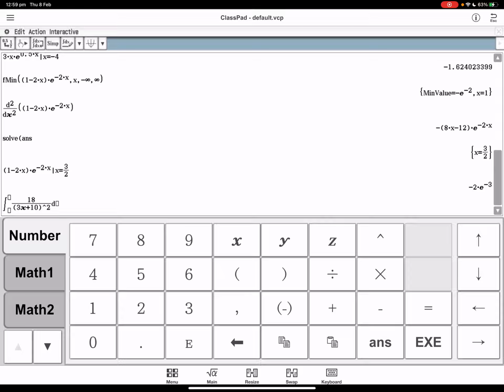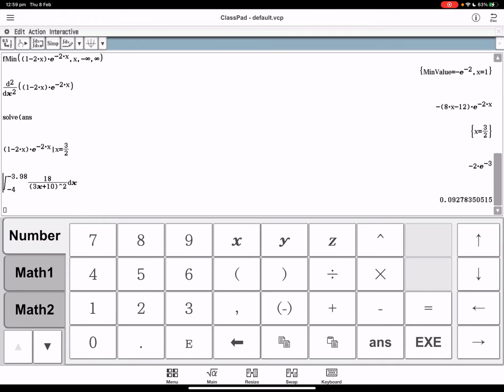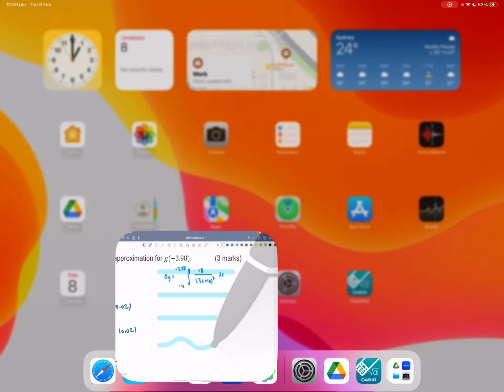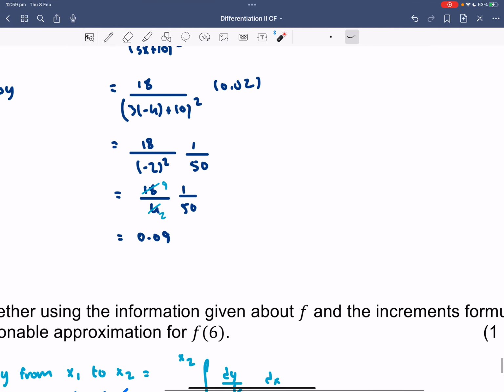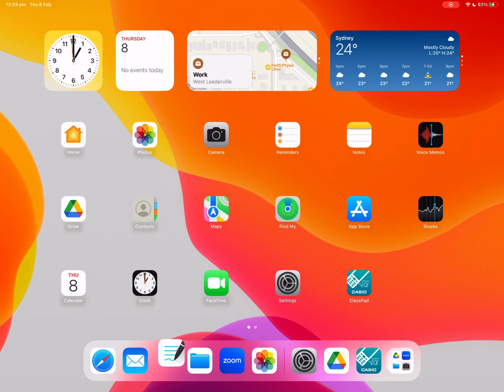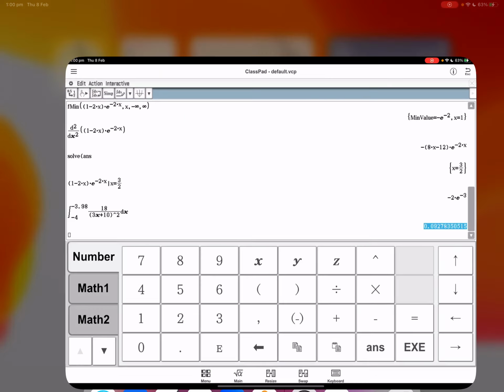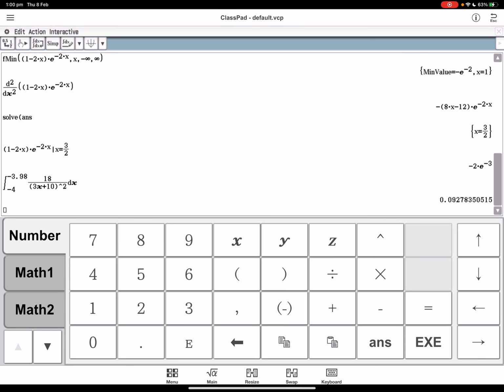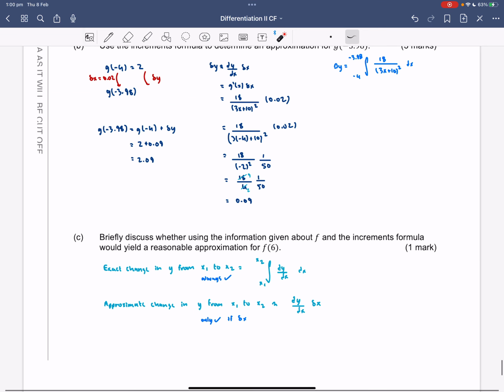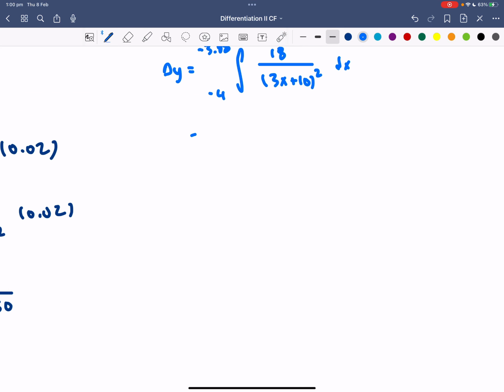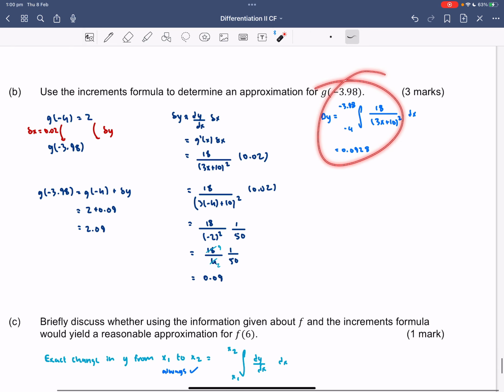And from minus 4, the initial value, to minus 3.98. This will give you the exact change: 0.09278. Now you can see that we were kind of close. We got 0.09 as our approximate change, whereas the exact change was 0.09278. Not bad, okay? So this is the exact change in the y value.